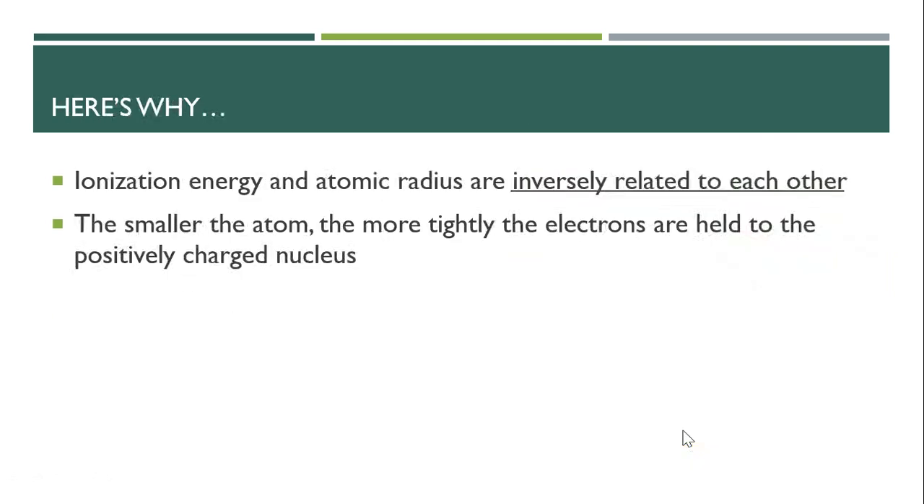So ionization energy and atomic radius are inversely related to one another, meaning the smaller the atom, the more tightly the electrons are held to the positive nuclear charge.